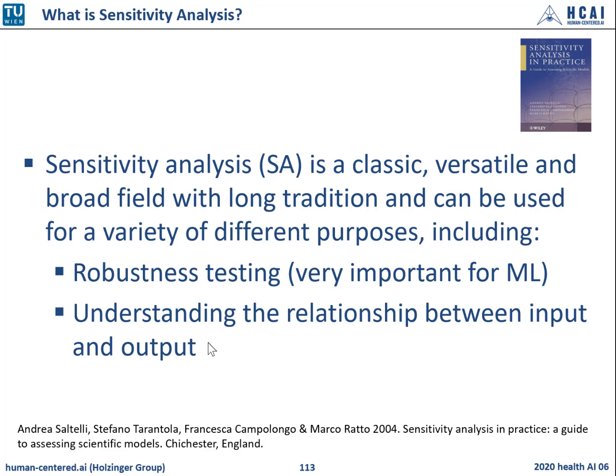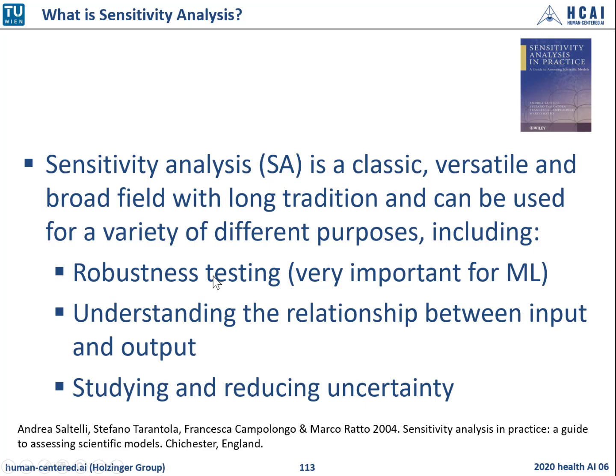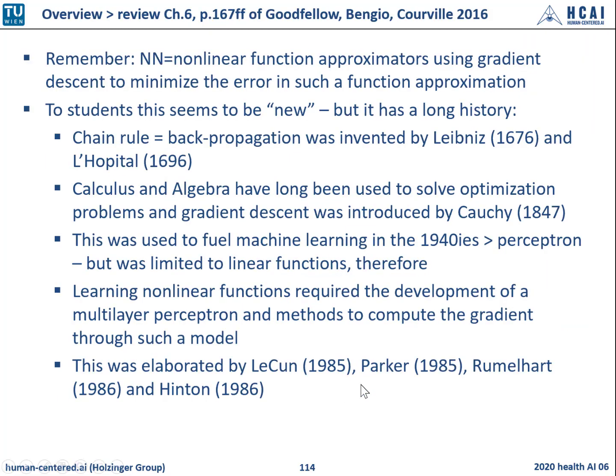So ideally, uncertainty and sensitivity analysis should be run in tandem. Now this would be ideal. So you can use this for studying and reducing uncertainty. And you can remember how important this is for decision making under uncertainty.